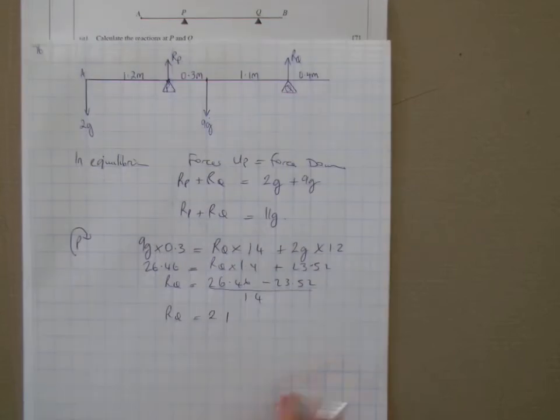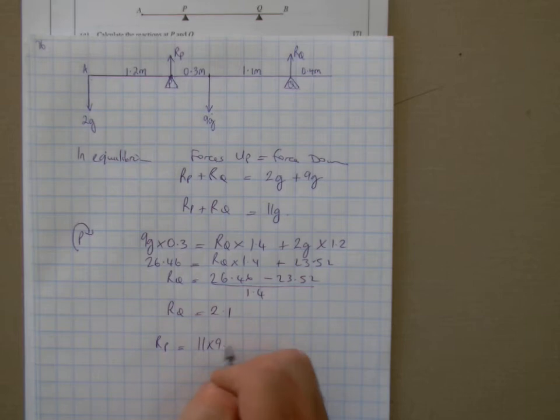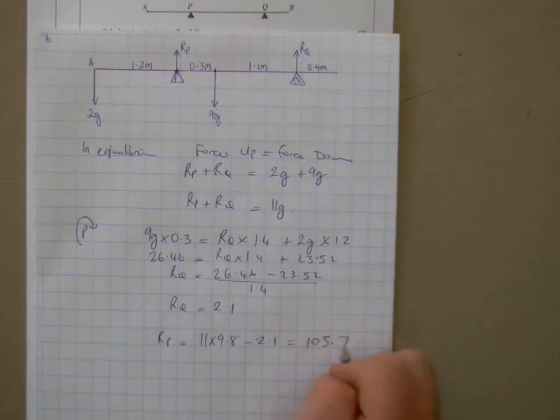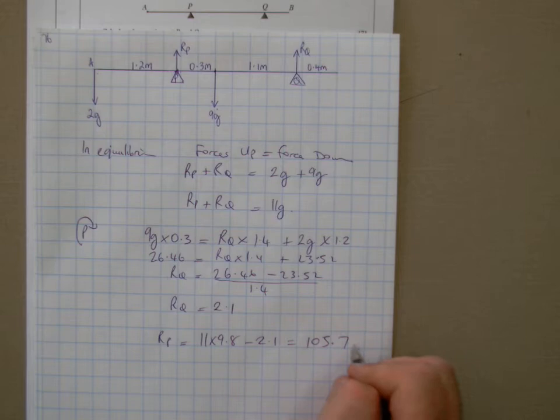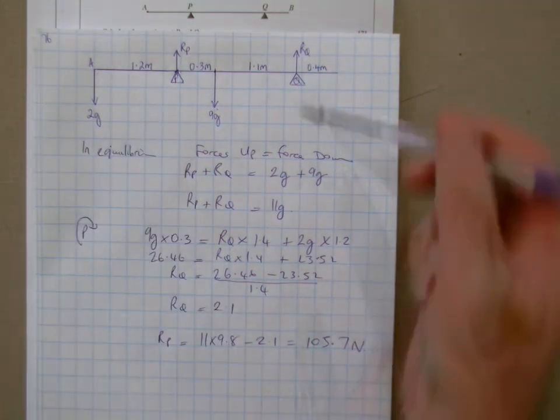And then to get RP, we put it in there. So RP will equal 11 times 9.8, 11G, take away 2.1. So we get 105.7. Okay, so quite a lot of reaction there, not so much at Q.